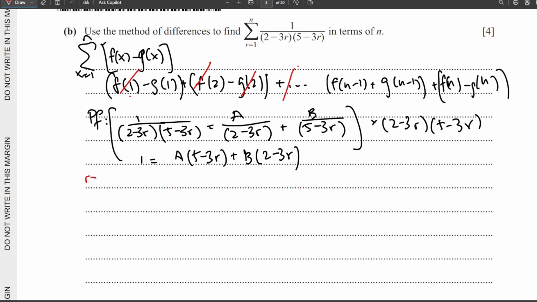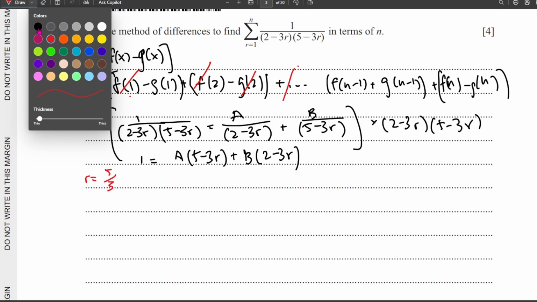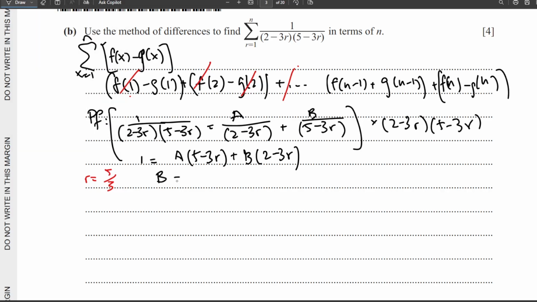So let's say we choose r to be 5/3 first. If we choose that, the coefficient of a will go to 0, right? Because negative 3 times r is negative 5, and 5 minus 5 is 0, so we just get b equals 1 over negative 3. Okay, that's r equals 5/3. Now, to eliminate the b coefficient, we go for r equals 2/3, which gives a as 1/3. With this, you are able to represent the summation just now like that.